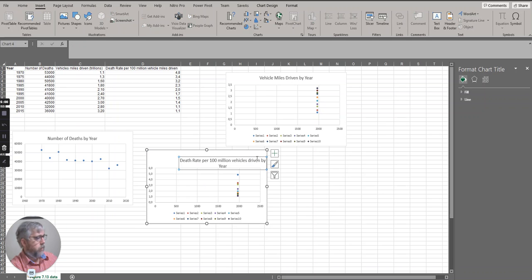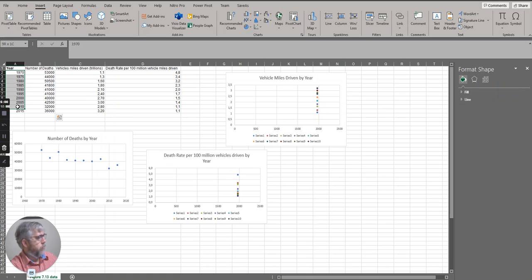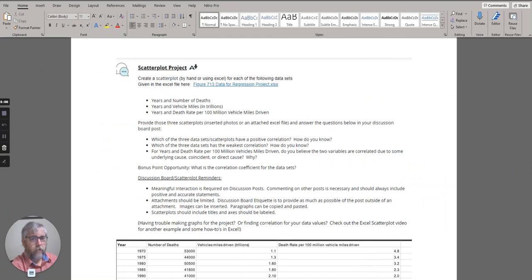So I've already done this here. I took the initial number of deaths, and then I went in and chose the trillions to create this one, and then the other one. So the first request is creating the scatter plots on the data. Here are the scatter plots on the data. We can take these and copy them to a Word document or whatever. I'm going to send this Excel to you with these in here. All right, that's the first part.